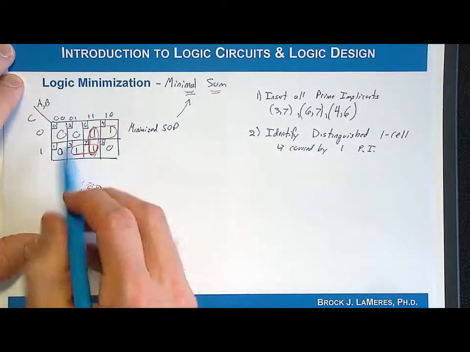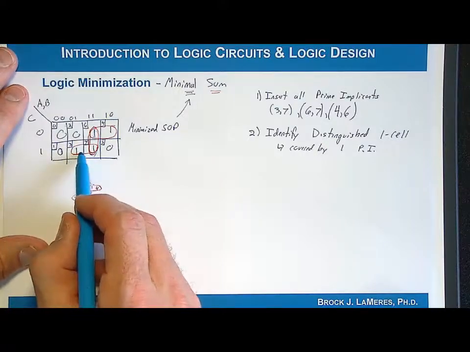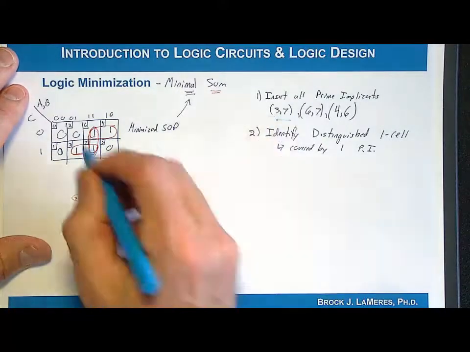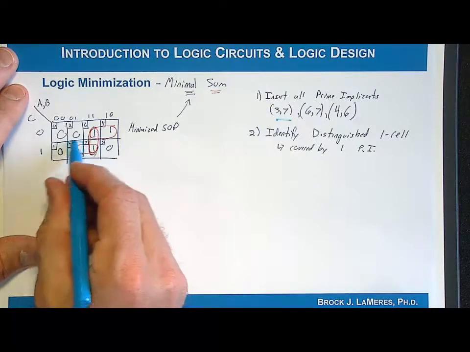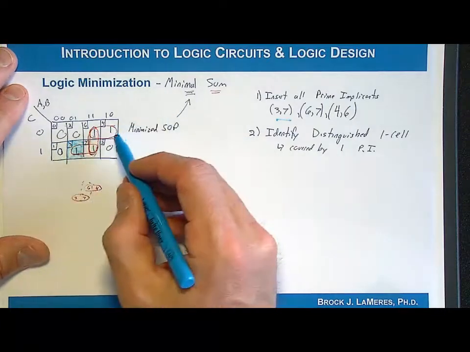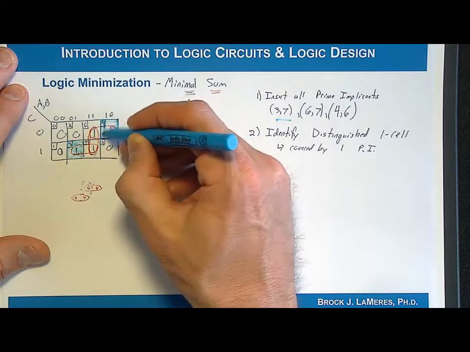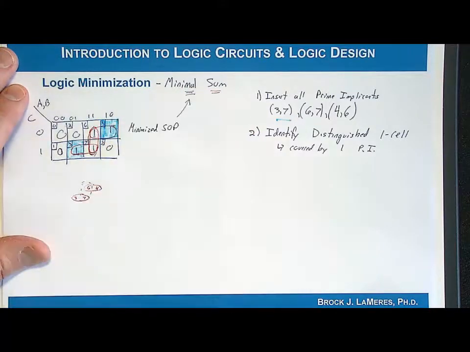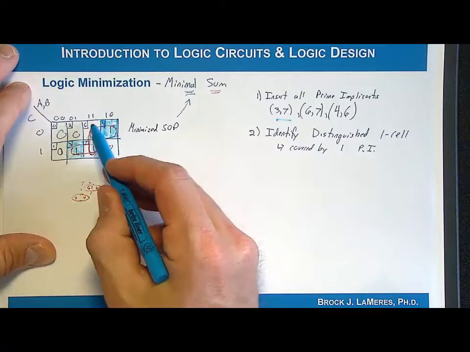So if you look at it, we go through the cells that are covered, and we have 3 is covered by the 3, 7. So it's only covered by 1, so it's actually called a distinguished 1 cell. So I'm going to go ahead and shade that in. So we have 1 distinguished 1 cell. If you look at 4, it is also covered by only 1 prime implicant, the 4, 6 prime implicant, so I'll shade that in. And then 6 is covered by 2 prime implicants.